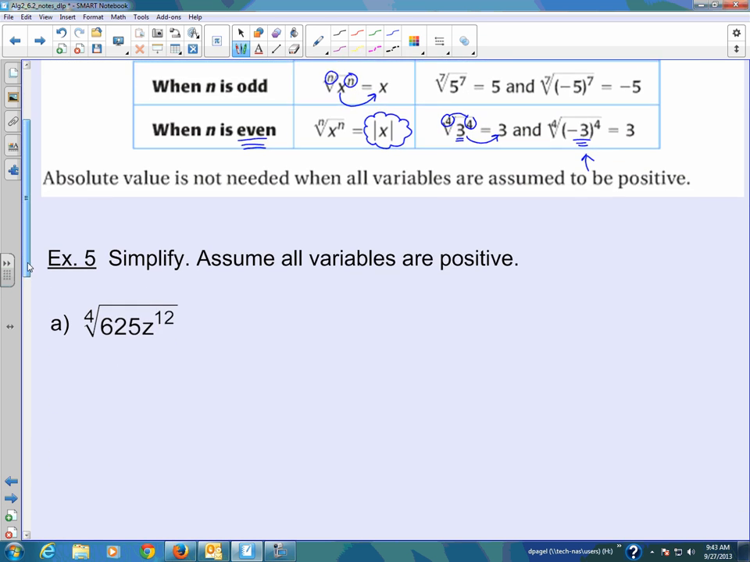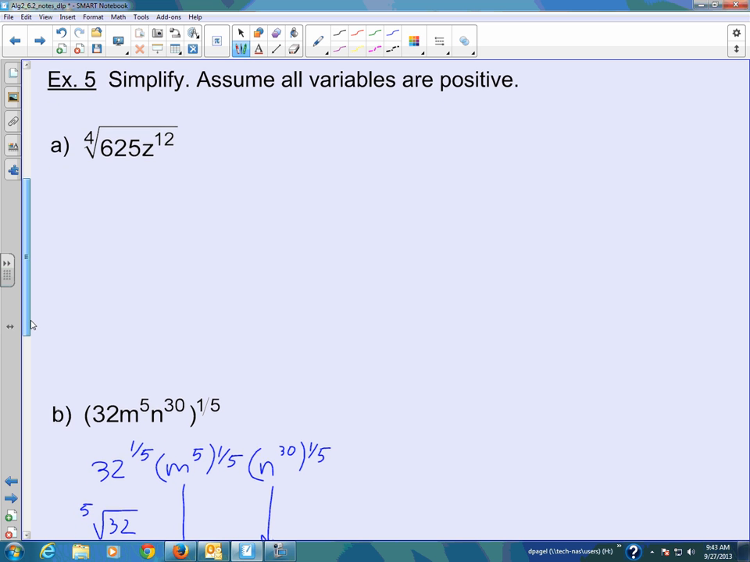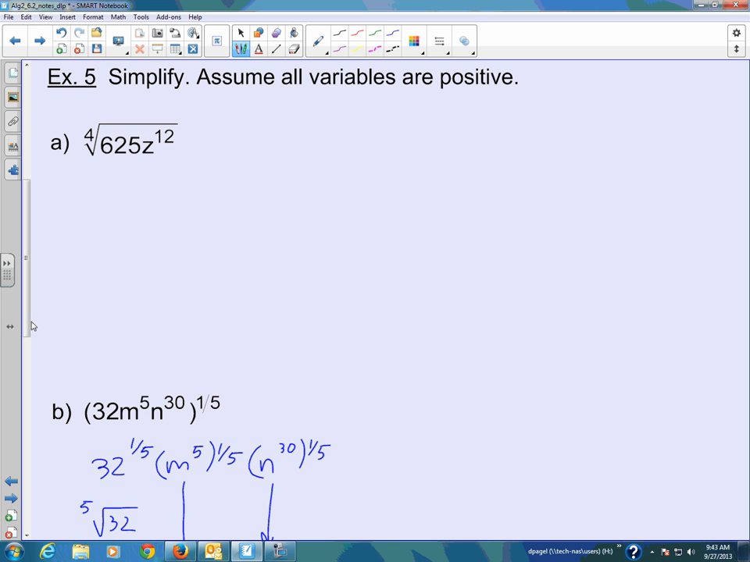So let's carry that concept into these next examples. We do have a 4th root here, so this is even. And in this problem, we're going to break it up into parts. We always think about simplifying by breaking into pieces, if I start with a very large radicand made up of variables and numbers. So here we are breaking it up into the 4th root of 625 and the 4th root of z to the 12th. It just so happens that 625 is a perfect 4th, and it means 5 to the 4th power.